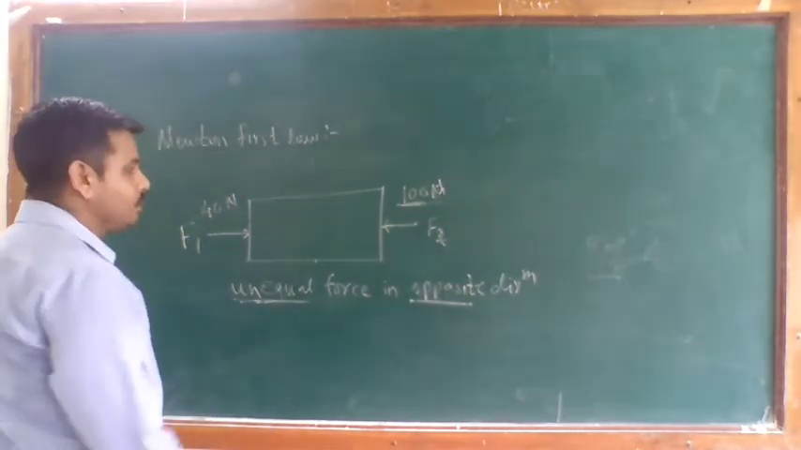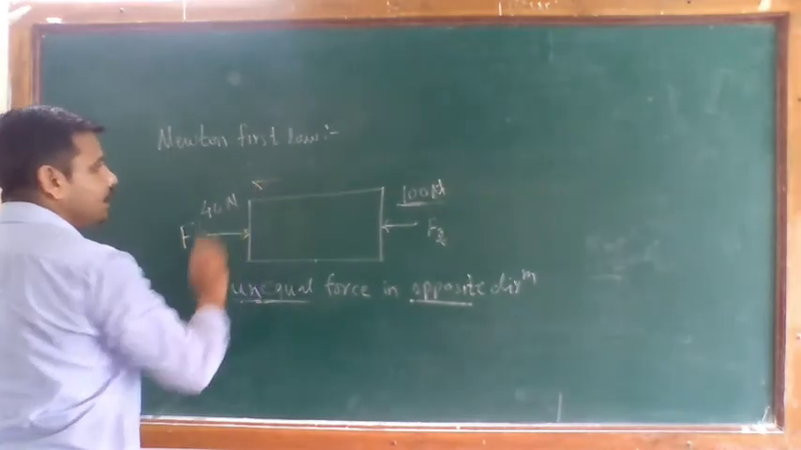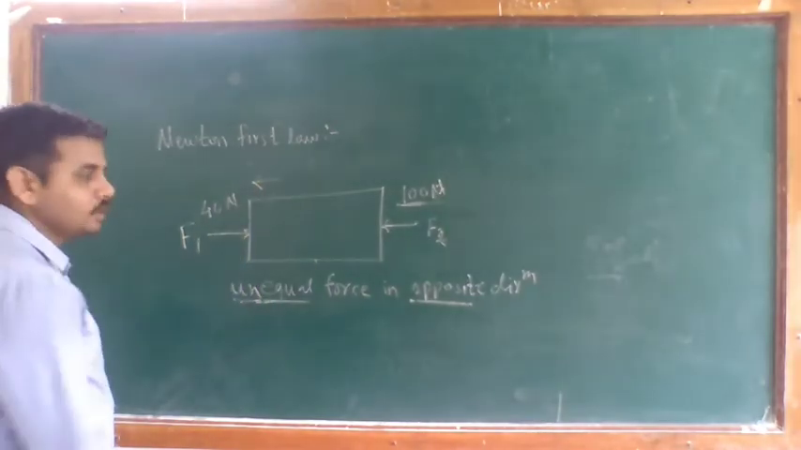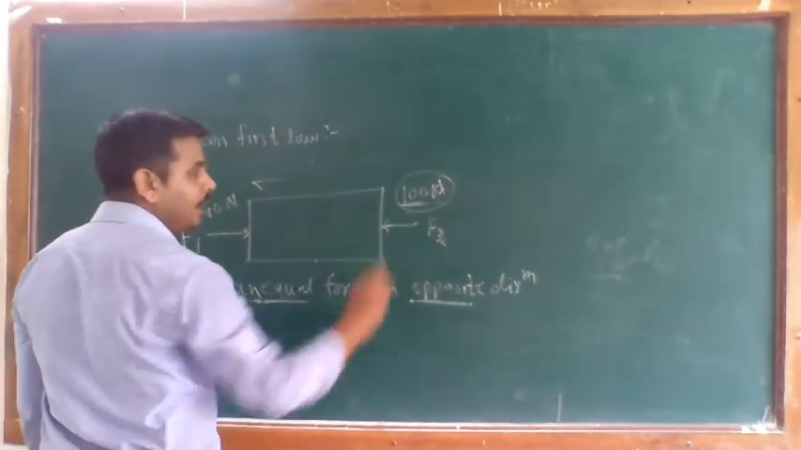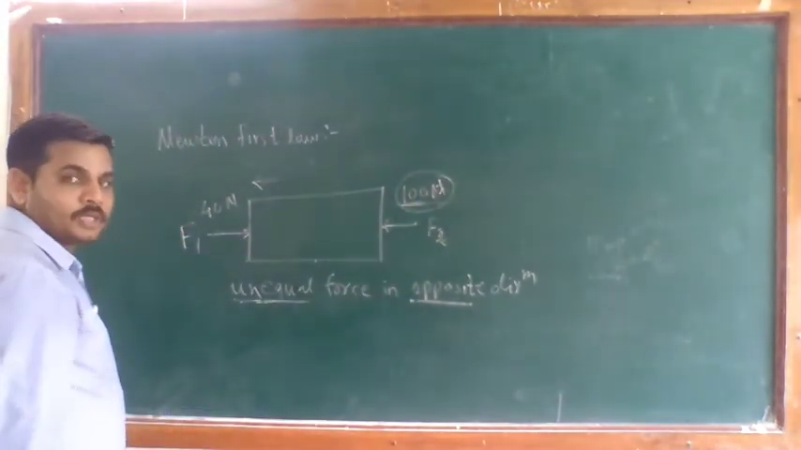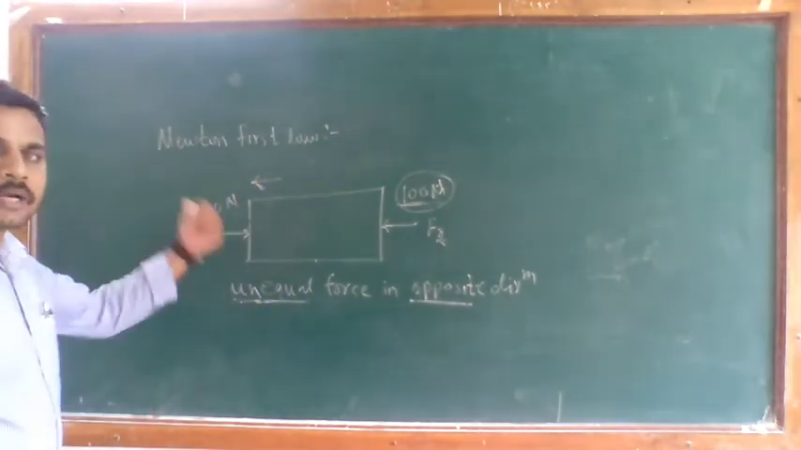So we observe that this object, which is moving in this direction, just because of this higher force, F2 being higher as compared to F1, the object is moving in the backward direction.